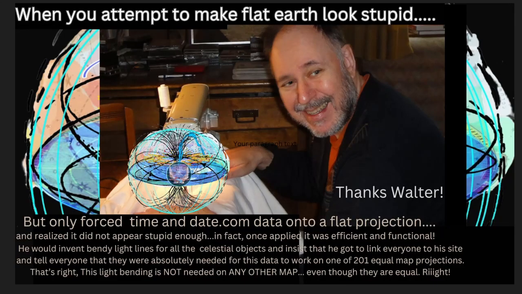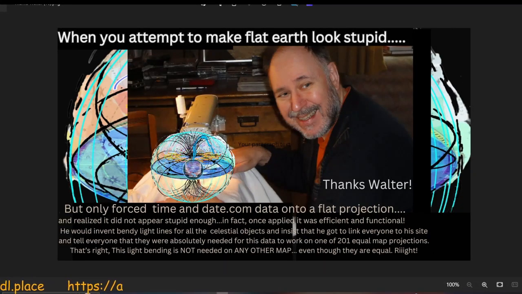He made the flat earth dome model just by forcing time and date data onto the flat earth model, because that's all the data shows. And then when it didn't look stupid enough, he tried to make bendy lines and connect things to superfluous points on the ceiling that don't represent anything in reality, because only this equal projection of all the projections of the 201 projections available, only this one would need the bendy light to make it work in reality. None of the other map projection models would have required any such light. Kind of weird, go figure. So it would seem that only the flat Earth map would need the bendy light to make the physics work. Good luck with that, Walter.